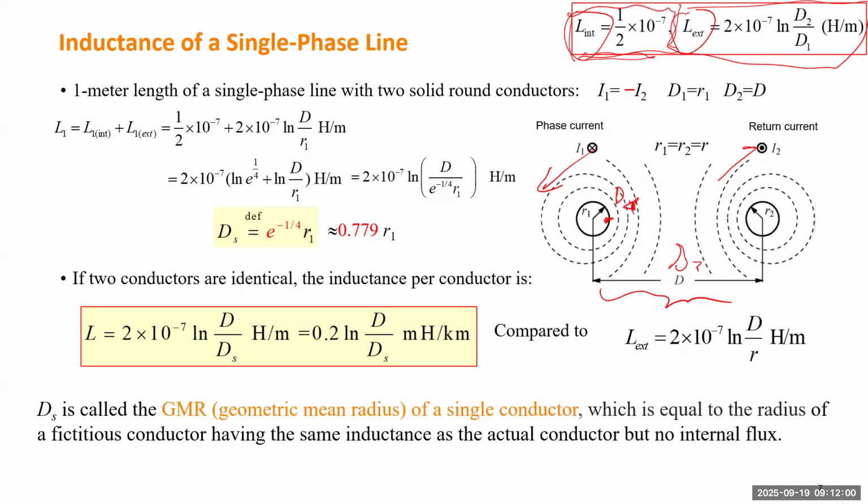Okay, so we combine both, and finally we get a single formula. This formula is good to calculate the total inductance for each conductor if we know the dimension of the conductor. Here Ds is called the GMR, geometric mean radius of a single conductor. And D is the distance between the two conductors.